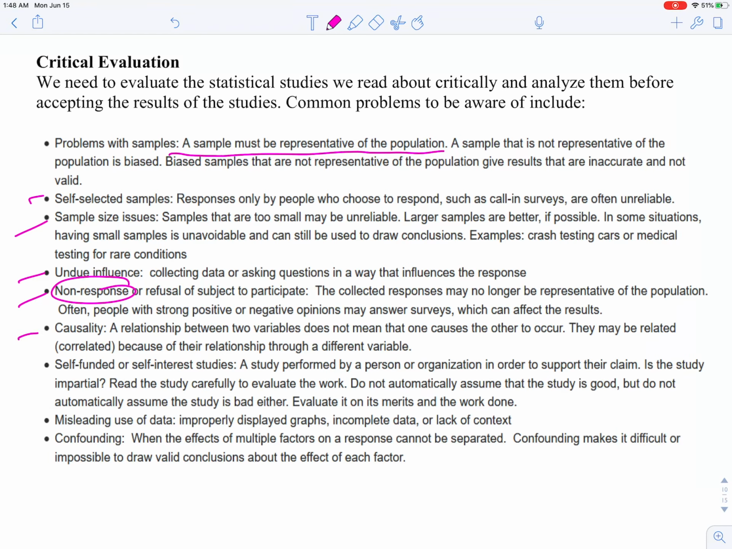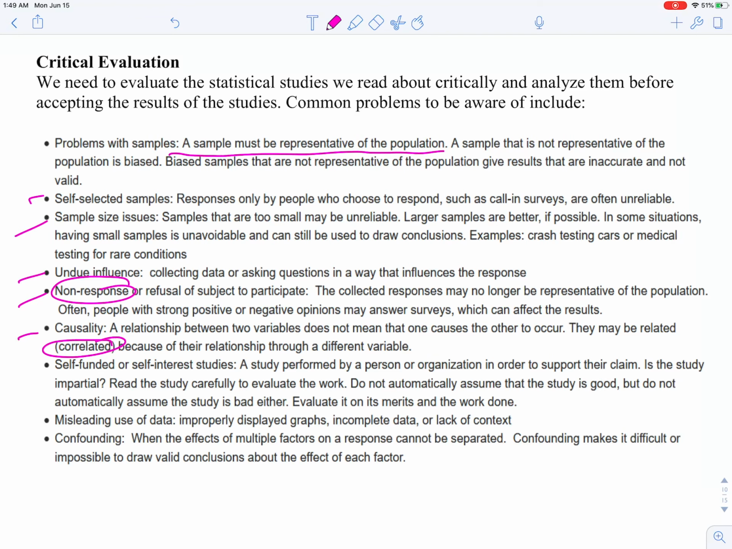The next one here, causality. So a relationship between two variables does not mean that one causes the other to occur. They may be related, correlated, so that's a word we'll talk about in a later chapter. Correlated because of their relationship through a different variable. An example of causality here is, this is fact, okay? In certain parts of the country, as the temperature increases, crime rate drops, right?